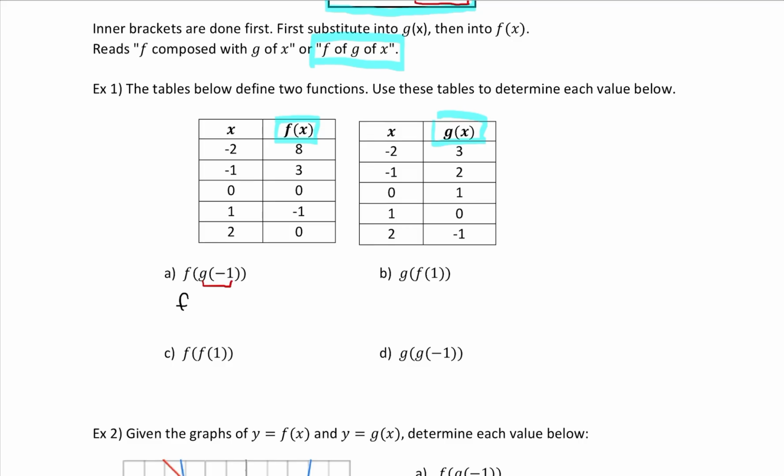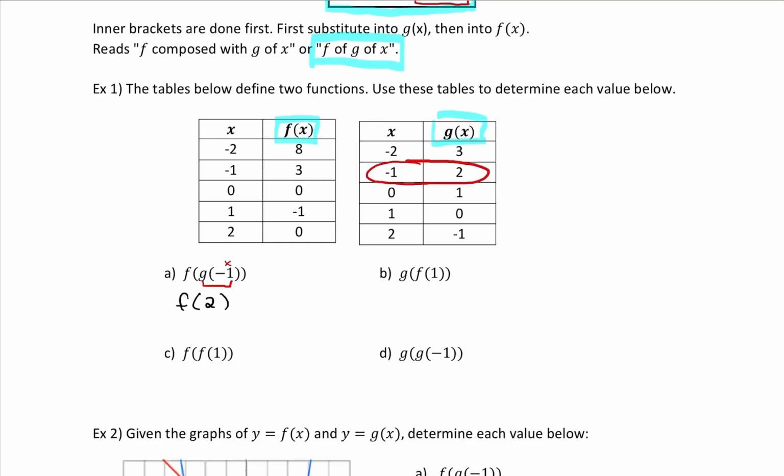We haven't done anything with the f right now, so we're going to leave that. And then in the bracket, we're going to replace g of negative 1 with the answer. Now remember what g of negative 1 means. G of negative 1 means to look at your g of x table of values and find where x is negative 1. If I go to my table of values and find where x is negative 1, I can see that g of x, or y at that point, is 2. So g of negative 1 equals 2. All I'm doing is substituting that in. I've now completed my inner function.